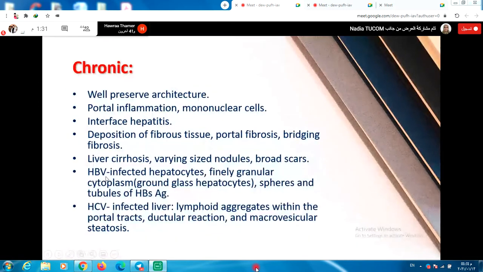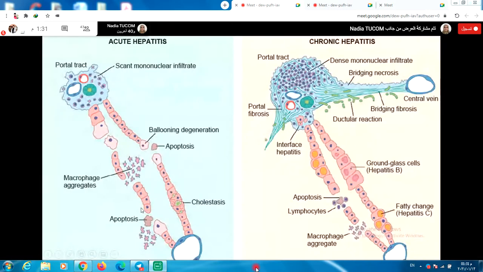Fine granularity of hepatitis B viral antigen, called ground glass appearance, is due to the accumulation of hepatitis B virus S antigen within the cytoplasm. In hepatitis C viral infection, there is a feature of lymphoid aggregation within the portal tract, ductular reaction, and macrovesicular steatosis. So lymphoid aggregate, macrovesicular steatosis, fatty change, and ductular reaction are features of chronic hepatitis C virus infection.